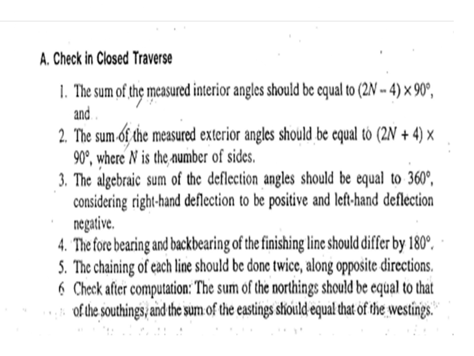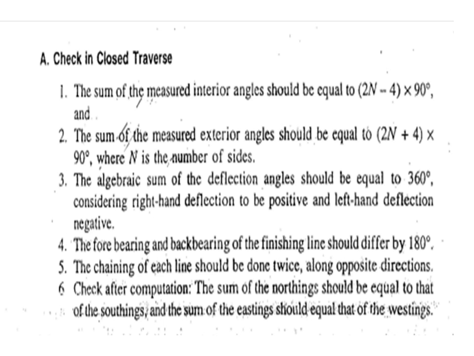So in this slide we are going to see what are the checks to be applied when you consider the closed traverse. The sum of measured interior angles should be equal to (2n minus 4) into 90 degrees, and the sum of measured exterior angles should be equal to (2n plus 4) into 90 degrees, where n is the number of sides. Then the algebraic sum of deflection angles should be equal to 360 degrees, considering right hand deflection to be positive and left hand deflection to be negative.